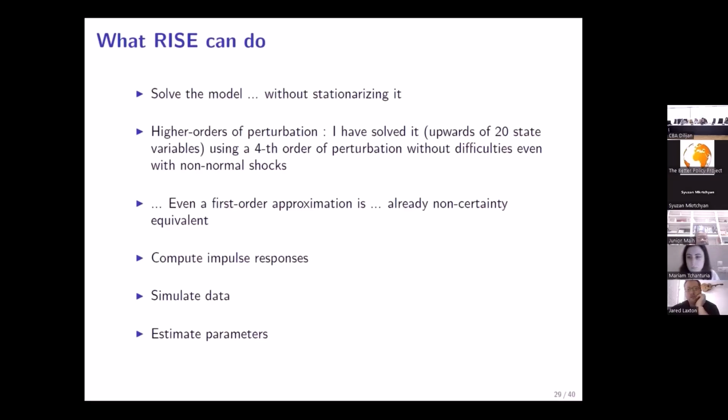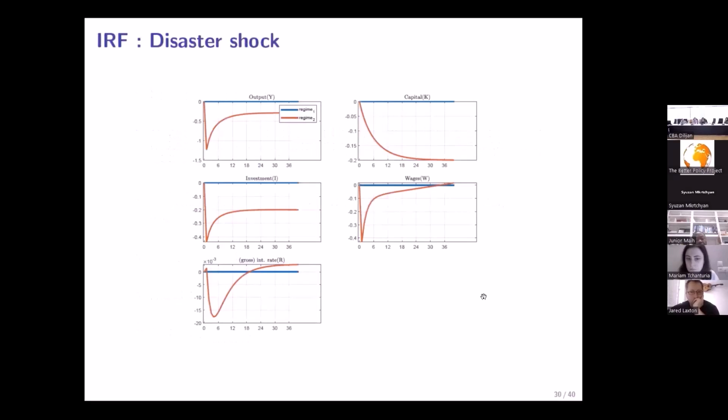So what can we do? With a model like this, we can of course compute impulse responses, we can simulate data, we can estimate parameters. So everything that we like doing with constant parameter models. These are some impulse responses that are not final yet. I'm still working on refining the calibration and so on. But this is just to show you that we can compute impulse responses in such a model.